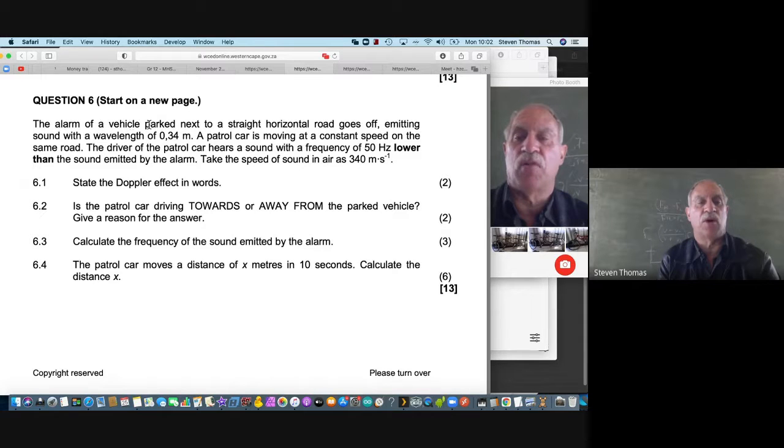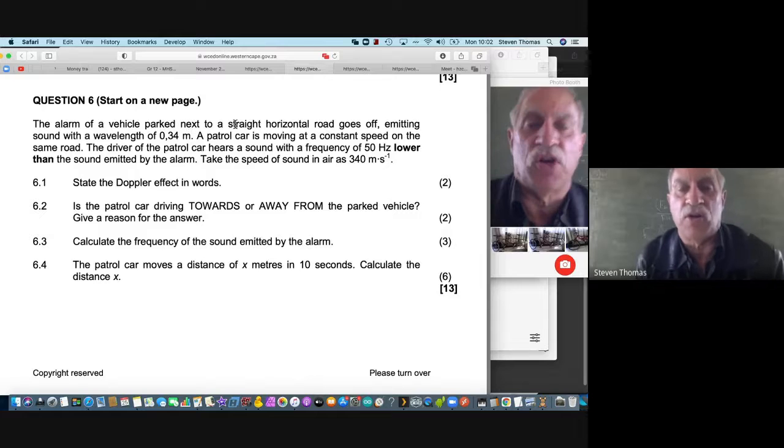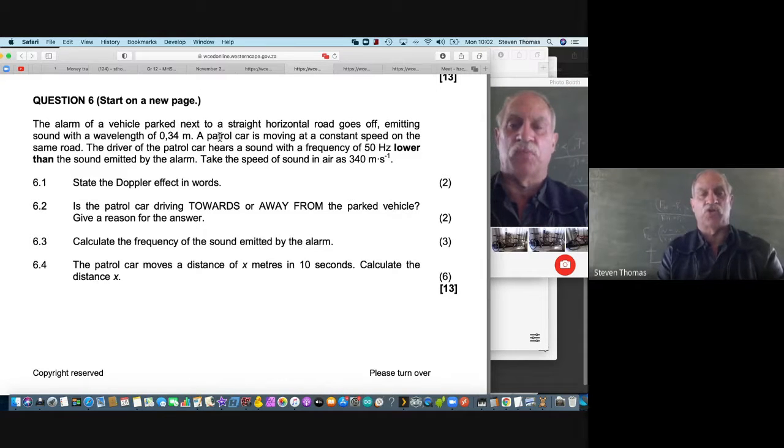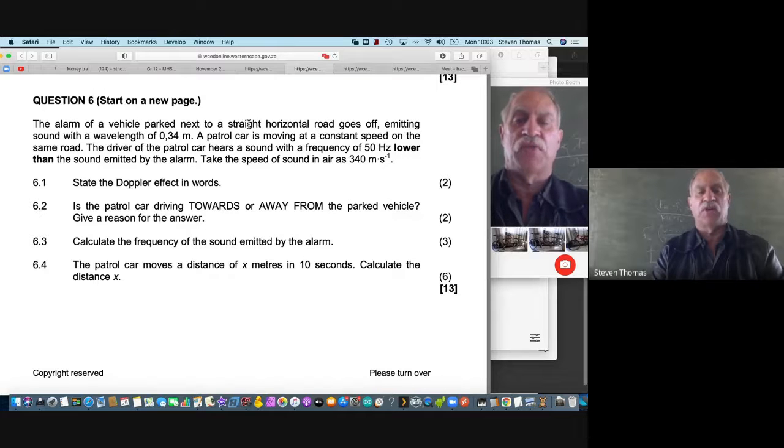So it says the alarm of a vehicle parked next to a straight horizontal road goes off, emitting sound. A patrol car is moving at a constant speed. Is the source of the sound going to be moving or not? Well, the source is stationary, so the listener is moving in this case. The patrol car has a constant speed, so the listener hears it as 50 below. So all you have to do is understand the problem, then convert and put the values into the formula eventually.